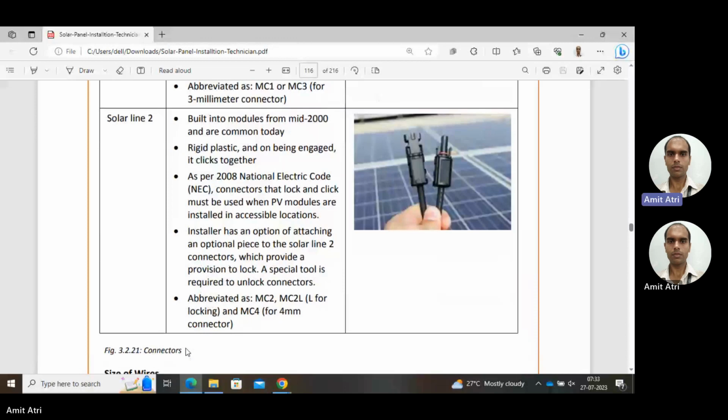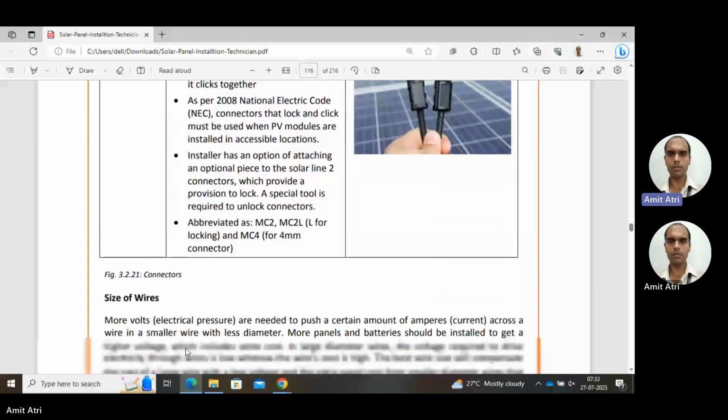Okay, a special tool is required to unlock connectors. Easily means we cannot unlock it. That is also for safety purpose, reliability purpose. So it is abbreviated as MC2, MC2L. Okay, L is for locking, and MC4 for 4 mm connector.